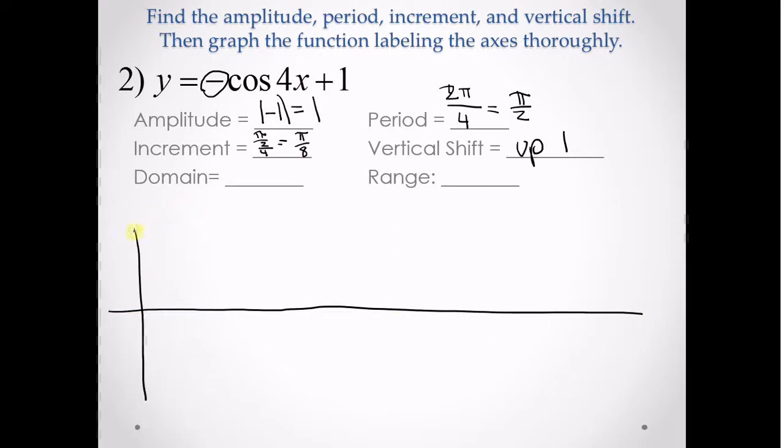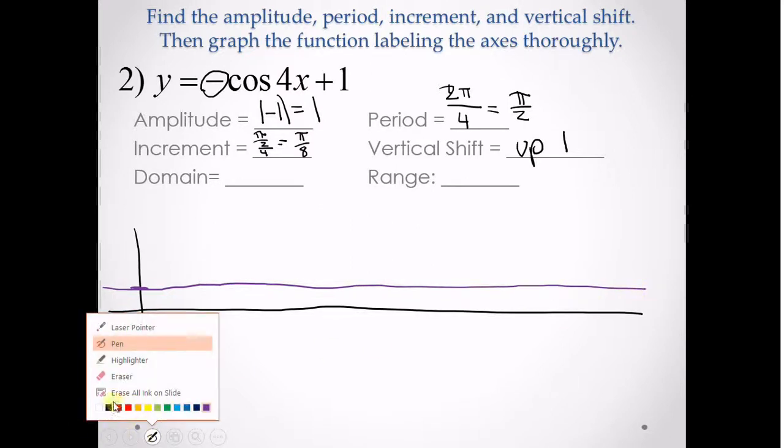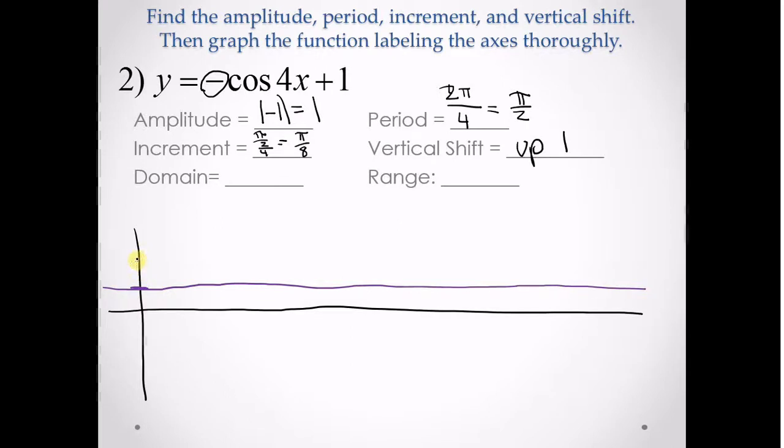Use my purple to do my new x-axis. I'm going to go up 1 for my new x-axis, because that's what they told me my vertical shift was. There we go. Now I've got to do my amplitude. So I'm going to go up 1 to get me 2, down 1, which is basically my old x-axis. Marking my blue lines. Whoa, that's a really bad blue line. Let's try again. They don't need to be perfectly straight, but try to make them kind of straight. There's one blue line, and I'm going to cover up the black here with another blue line.